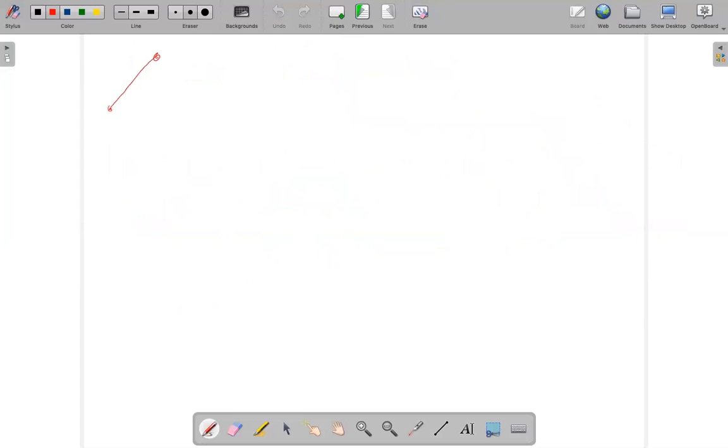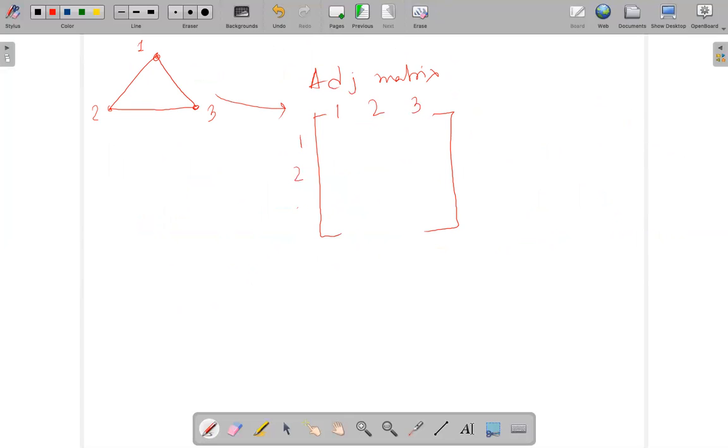So if we have a graph like this, then the adjacency matrix corresponding to this graph looks as follows. You read it as follows. There is no edge from node 1 to 1. There is an edge from node 1 to 2, and therefore this cell is 1. There is an edge from node 1 to 3, and therefore this cell is 1, and so on and so forth.